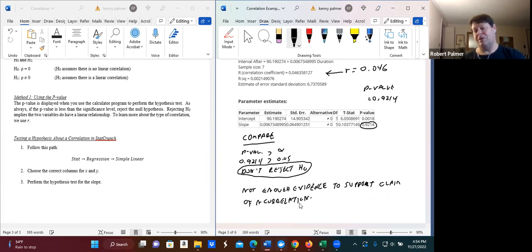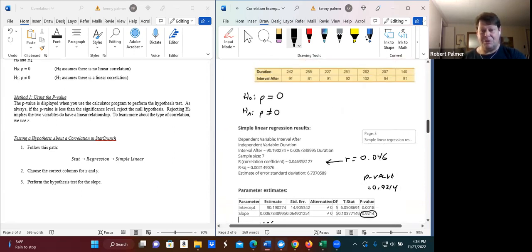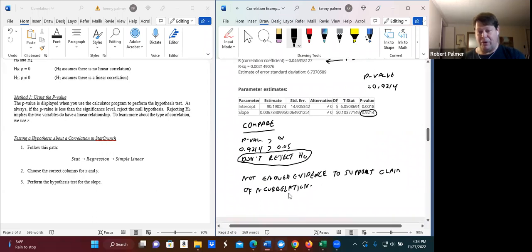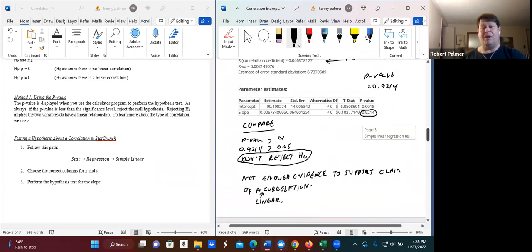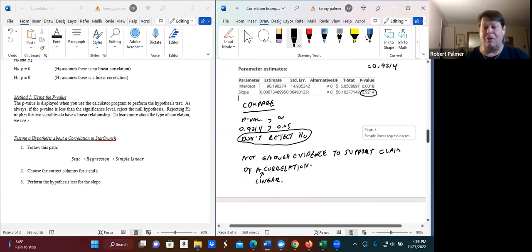I won't write that all the way out, but in more detail, there's not enough evidence to support the claim of a linear correlation between duration times and interval after times. I should have said linear correlation. There's not really evidence supporting any other kind of correlation, but to be precise, not evidence to support a linear correlation. And once again, it doesn't prove there isn't one. It simply means from the data we have, there's not evidence to imply that. So there's not evidence to imply a relationship between the duration of the eruptions and the interval after.